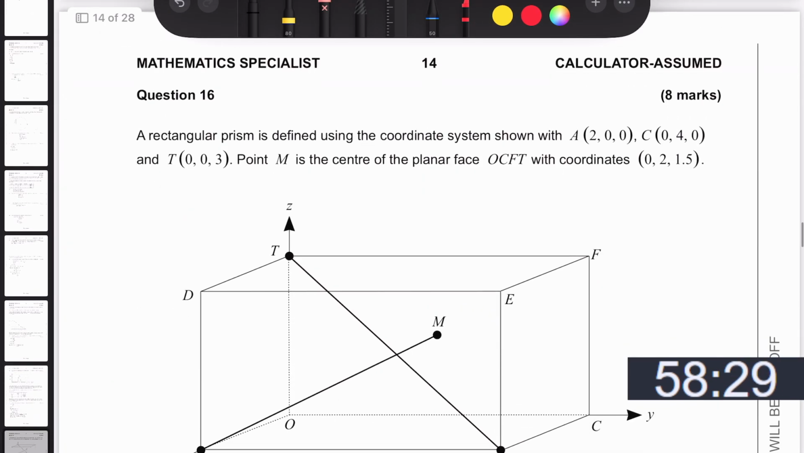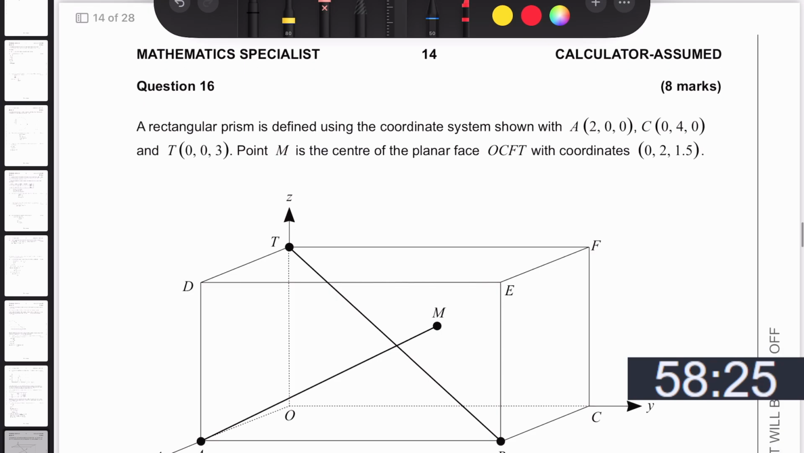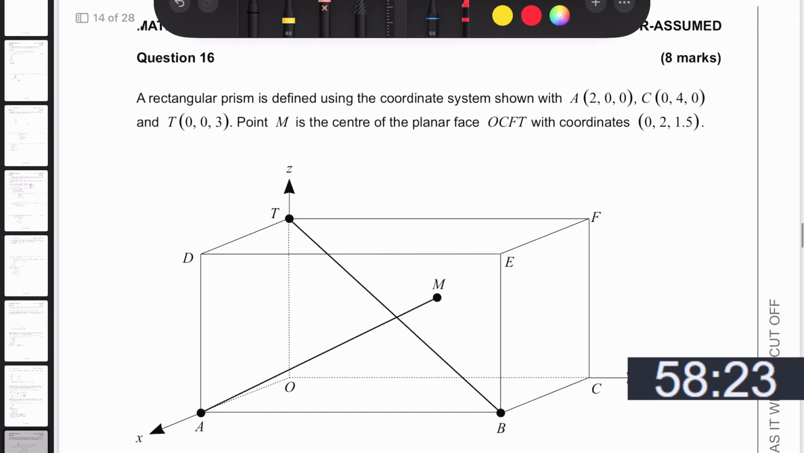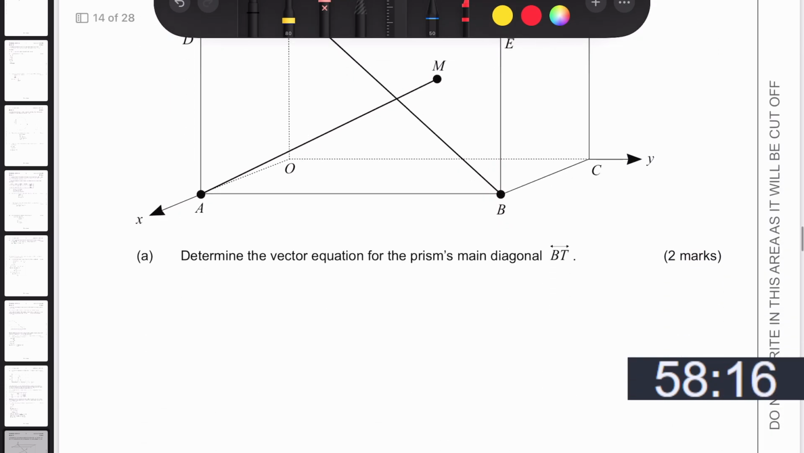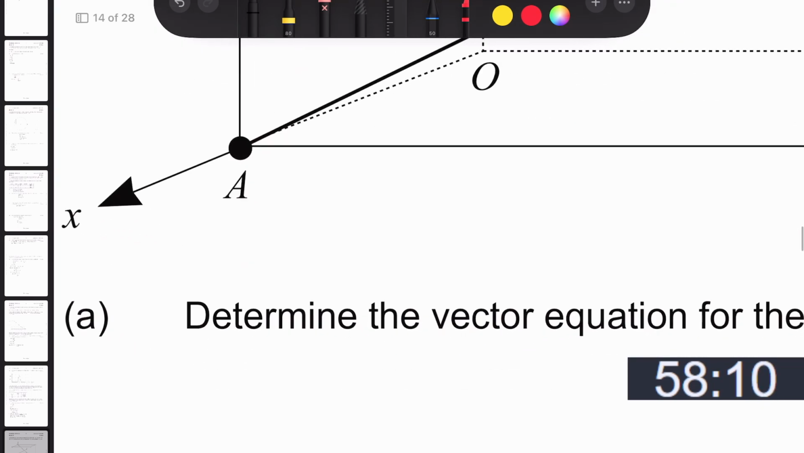There's not enough evidence. Okay, a rectangular prism is defined using the coordinate system with A, C and T. Point M is the center of the planar face OCFT. Determine the vector equation for the prism's main diagonal, which is B to T.